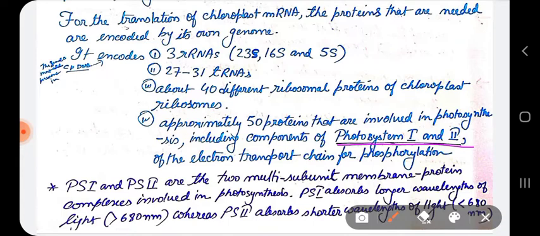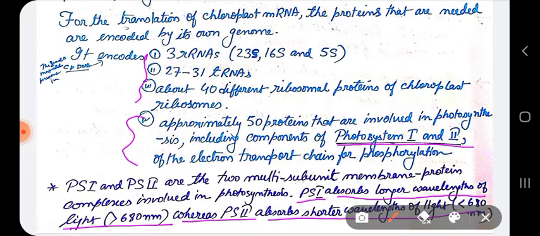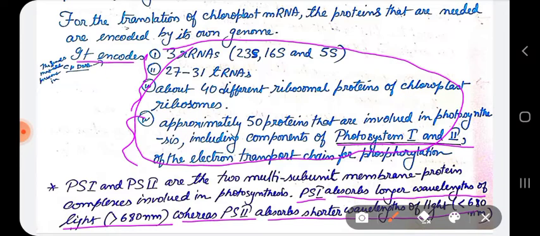Normally, we all know that photosystem 1 absorbs long wavelengths of light, whereas photosystem 2 absorbs short wavelengths of light, which are needed for the electron transport for phosphorylation. So all these are encoded by the chloroplast DNA.